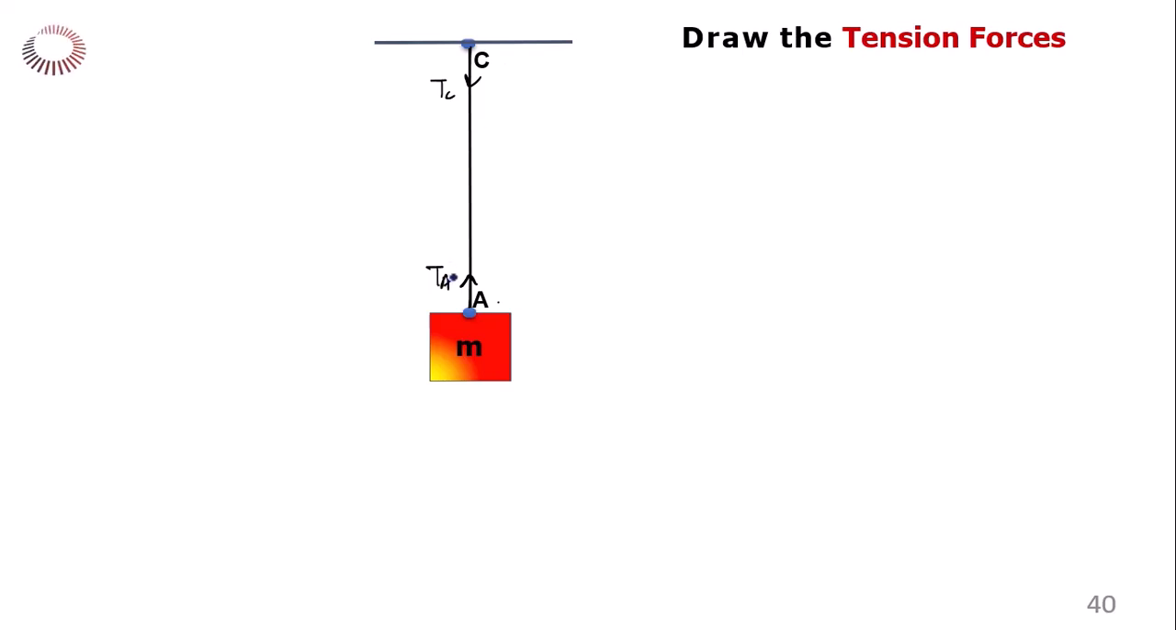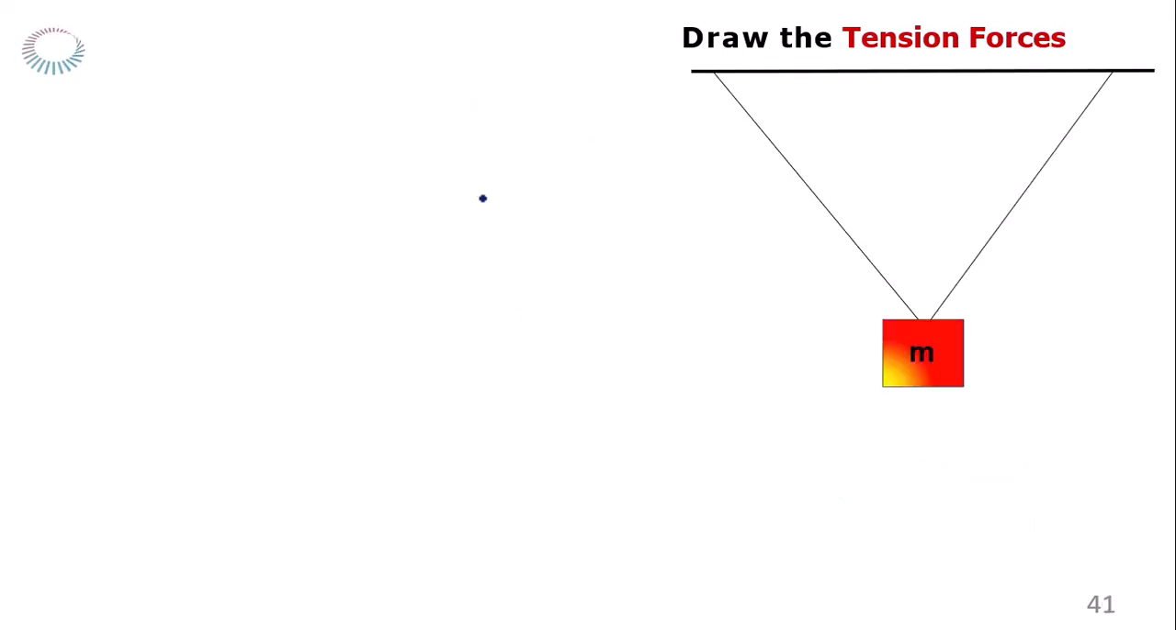So now what I am saying is that TA and TC both are equal if I consider the string to be an ideal one. So in this situation, TA is equal to TC if the string is ideal. If it is non-ideal, then the tension is different. Now here there are two strings. So on the body there are two strings. Let us say this is one string where the tension is acting in this direction, T1. There is another string where the tension is acting in this direction, T2.